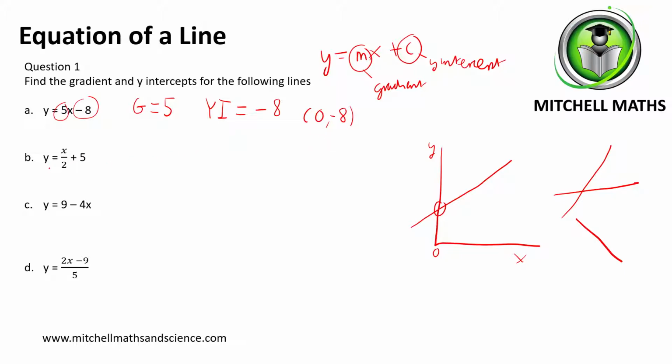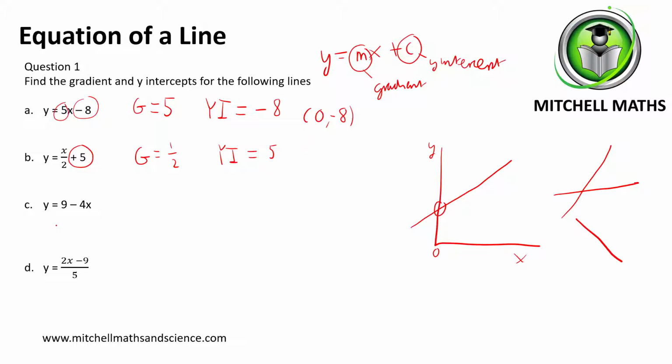Let's look at question B. y is equal to x over 2 plus 5. Here, the x has been divided by 2, which is the same as multiplying it by a half. Therefore, the gradient is a half. And the y-intercept is just the number on its own, which is 5. Again, you could write it as coordinates if you wanted to, as (0, 5).